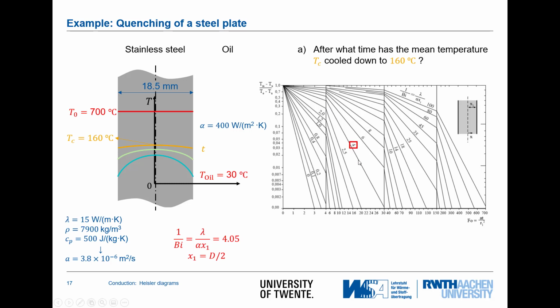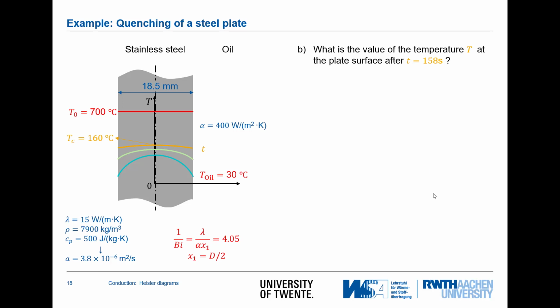We will look here at the value of 4, and we are interested in a temperature of 160 degrees. 160 degrees minus the reference temperature or the ambient temperature T oil, divided by T0 minus T oil, will lead to a value of 0.19, so approximately 0.2. Let's do that in the curve. Go down and we find here a value for the Fourier number of approximately 7. With a value of 7, we can calculate the time that it needs to cool down this plate, and this time is 158 seconds.